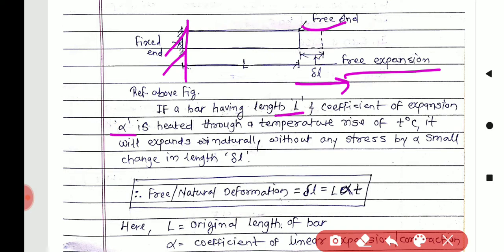Now if the bar has a length capital L, and if we consider alpha as a coefficient of linear expansion or contraction, and when it is heated through a temperature rise of T degree centigrade, it will expand naturally without any stress by a small change in length.